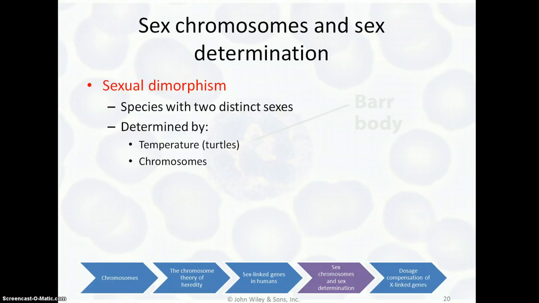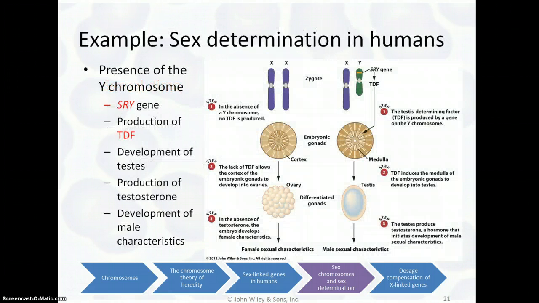Species that have distinct sexes are called sexually dimorphic, or they're said to have sexual dimorphism. And this is determined sometimes by chromosomes, such as in humans, as we already know. Females have two X chromosomes, males have an X and a Y. In some organisms, like turtles, the sex is determined by the temperature at which the eggs are incubated. That's an interesting caveat beyond the scope of this course, but interesting nonetheless.